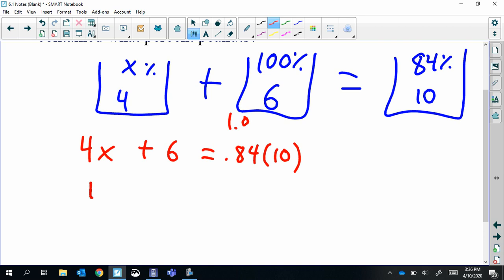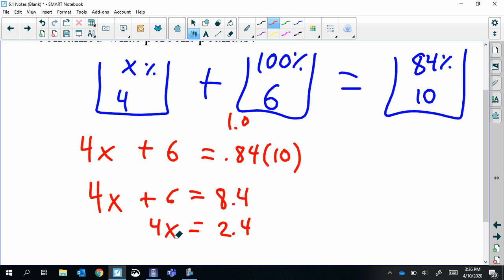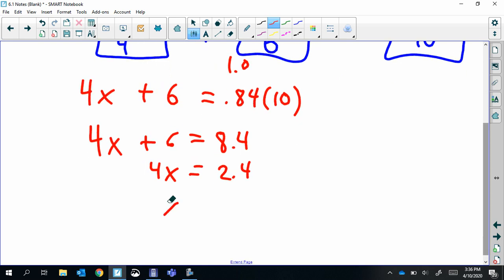So solving this out, 4x plus 6 equals 8.4. Subtract the 6, you get 2.4. And then 2.4 divided by 4. It's 0.6. So what percentage is it? That's 60%. And it was asking what percent peanuts were in the mixed nuts, so they were 60% peanut.